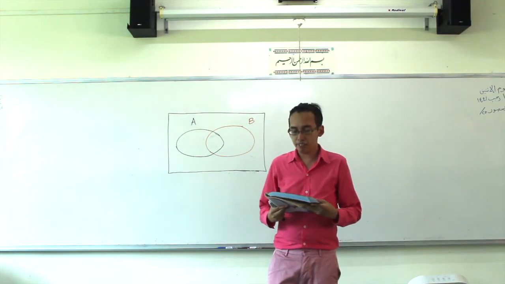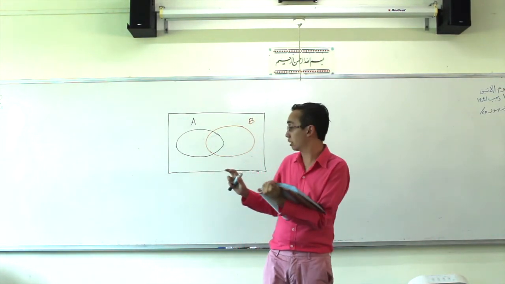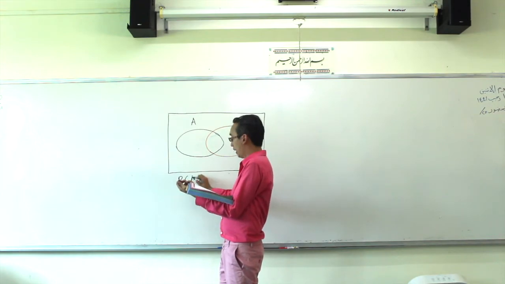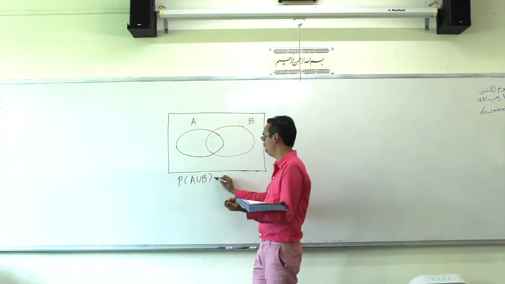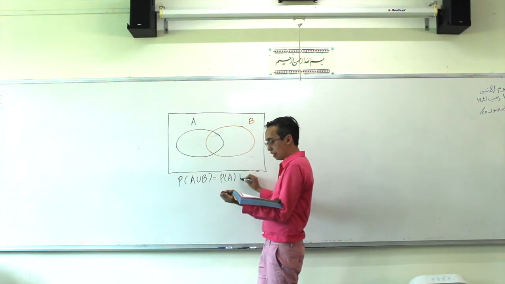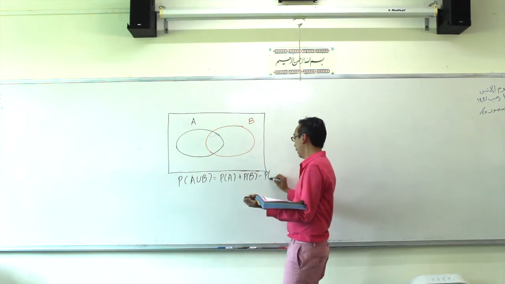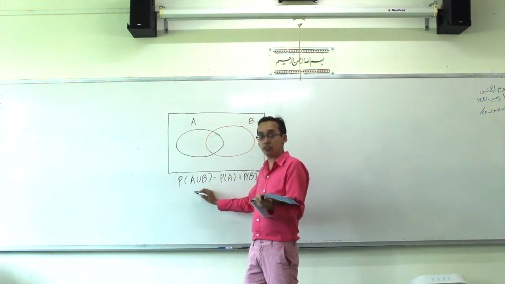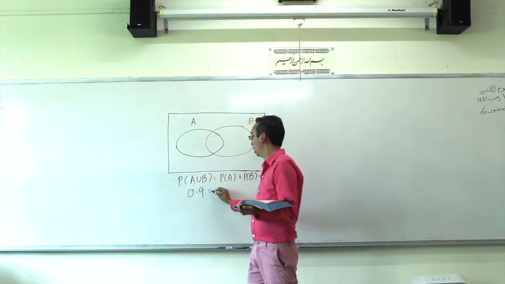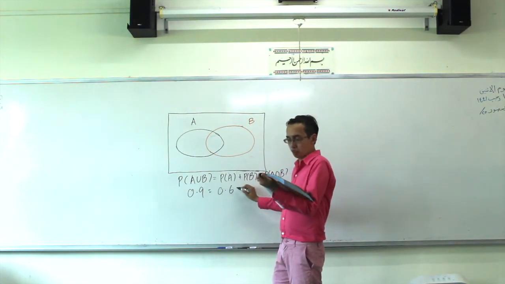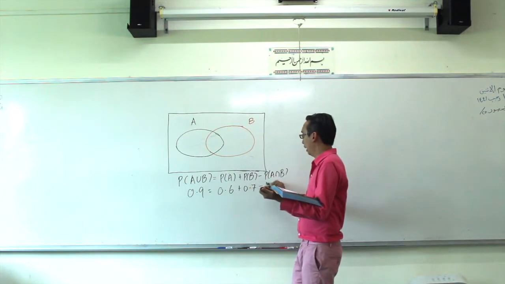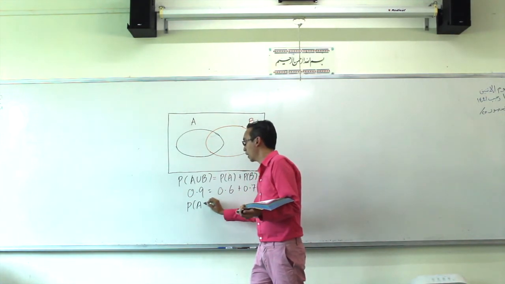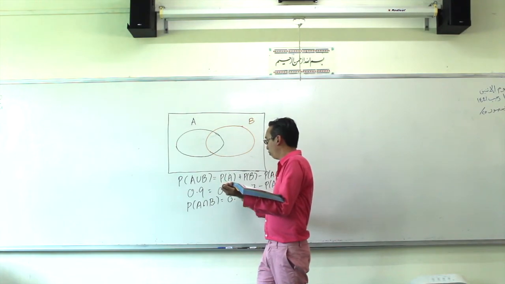First we need to do some calculation, which does not involve much of the Venn diagram. We have done this before. Probability of A union B, we know this formula well by now: probability A plus probability B, take away probability A intersect B. Plugging in all the values, A union B is 0.9, A is 0.6, B is 0.7, and we are left with A intersect B. So this will leave probability A intersect B as 0.4.